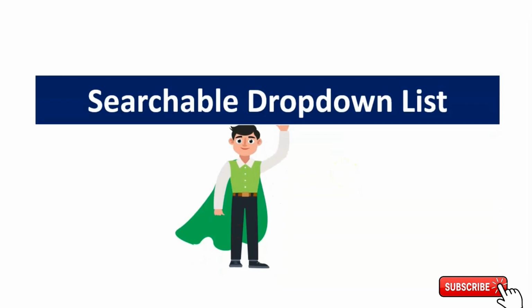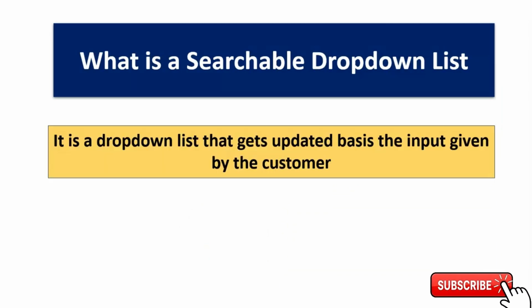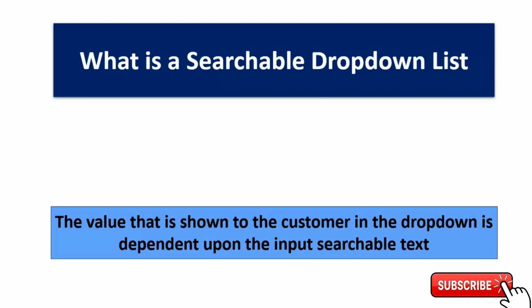In this session, we will discuss in detail about searchable drop-down list. So, what is a searchable drop-down list? It is a drop-down list that gets updated basis the input received from the customer. The value shown in the searchable drop-down list is dependent upon the input searchable text entered by the customer.